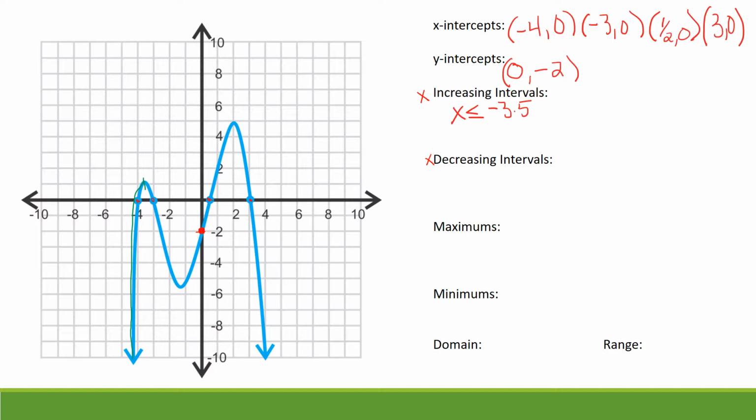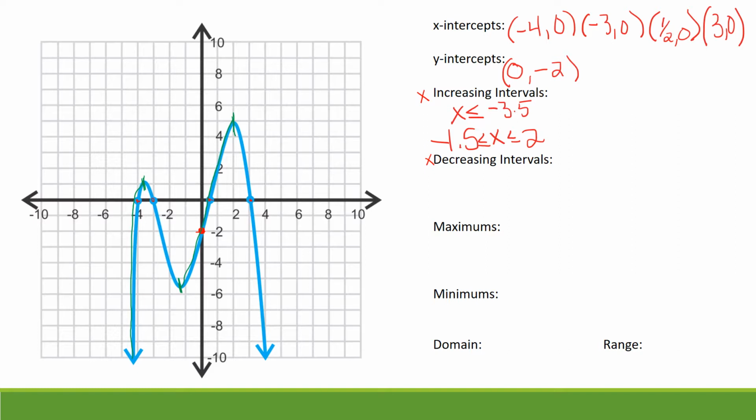So we're writing this like we would domain, but we're just recognizing it as an interval on our graph. From that point, then we go down all the way to here, and then my graph is going up again, or increasing, all the way to this point. And that interval is the x values of -1.5 to 2, where x is in between those two values.